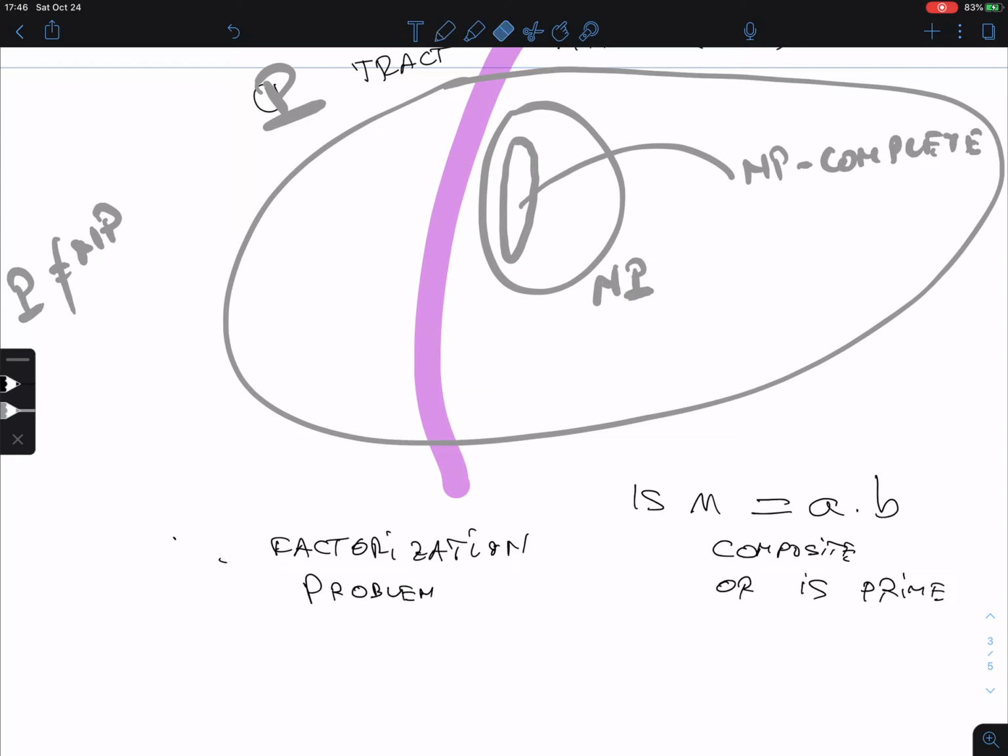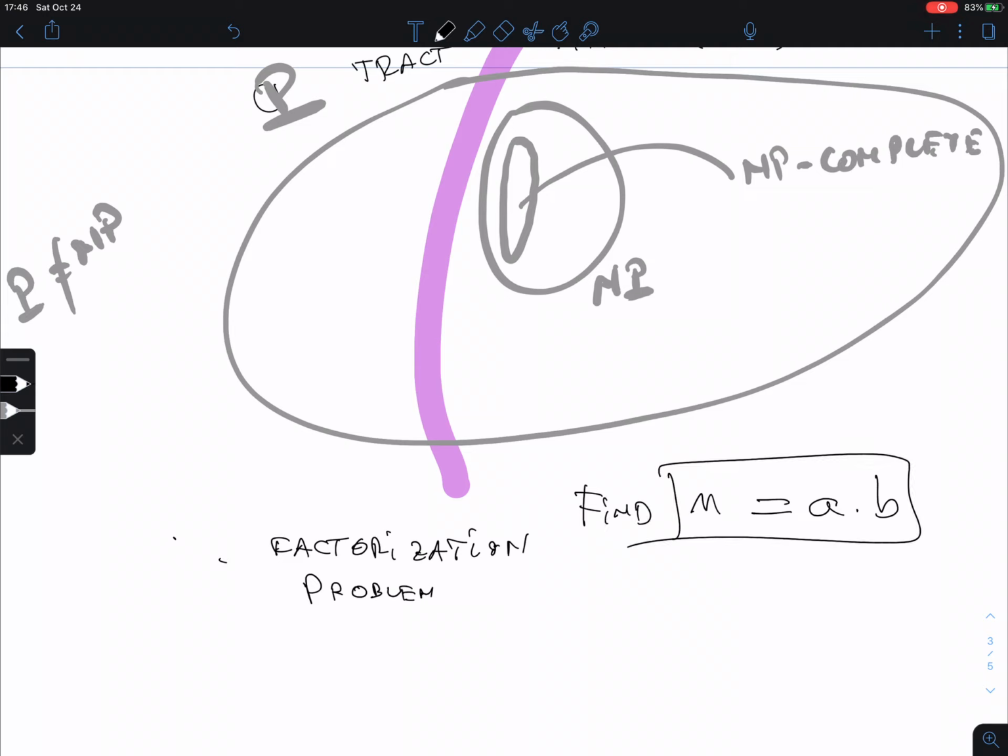I have to be more careful here. It's not just asking whether, because that can actually be done, but the task is to find: write N as a non-trivial product, with A and B not equal to N, if possible. In other words, N is not a prime. We talked about prime numbers before, but remember, if N is not a prime, that means it can be factored. Given such a number, give me the factors of that number. So that's the factorization problem.